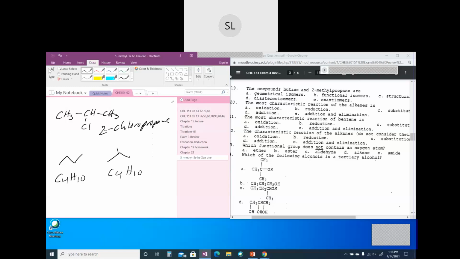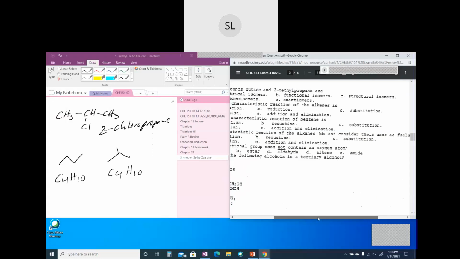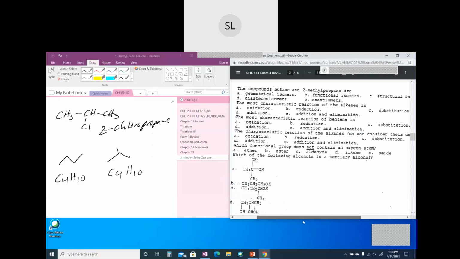All right, the most characteristic reaction for an alkene, addition reactions, is what an alkene is going to normally do. Characteristics of benzenes, those do substitution reactions. Your alkanes, and it says do not consider their daily combustion, fuels, so your reaction for alkanes, rather than burning them, what else do they do? And that is a substitution reaction.